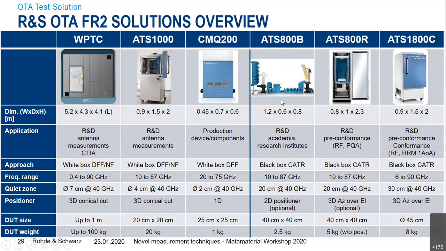CATR solutions are also available from Rohde and Schwarz. We also provide the reflector array, as you can see here, available as an ATS-800B solution. Also, the compact antenna chambers with different kinds of positioners are available from Rohde and Schwarz with single axis or dual axis movements. This is also available from Rohde and Schwarz, covering a very large range, as you can see here, going all the way up to 87 and 90 gigahertz. So a wide range of solutions is available from Rohde and Schwarz.